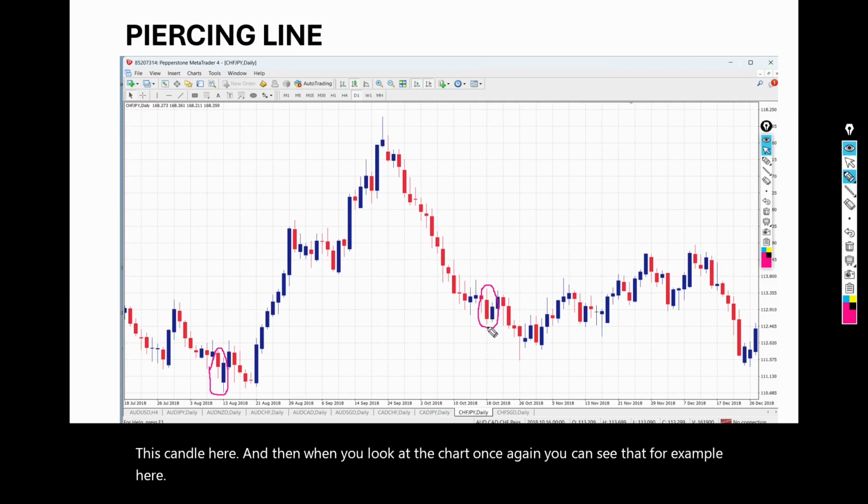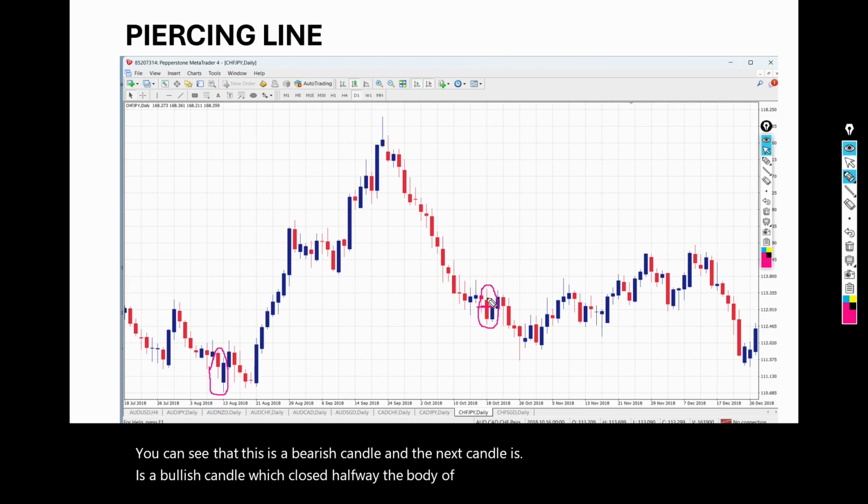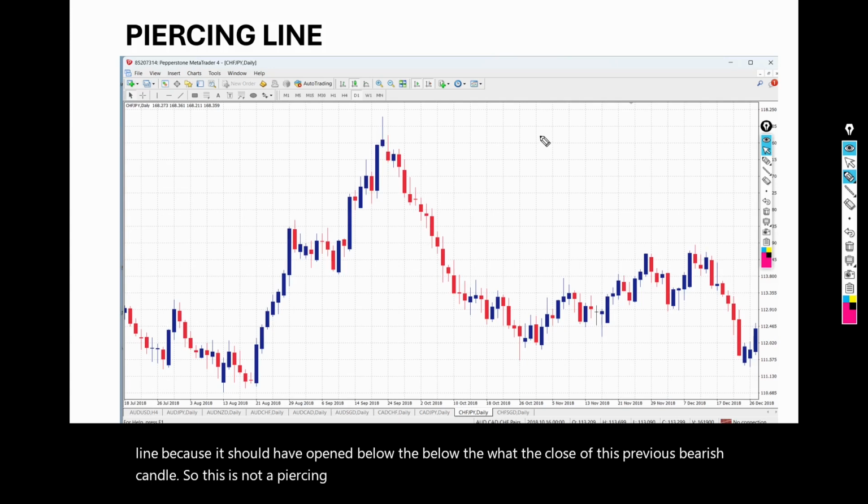And then when you look at the chart, once again, you can see that, for example, here, this is a bearish candle, and the next candle is a bullish candle which closed halfway the body of this bearish candle, but it is not a piercing line because it should have opened below the what? The close of this previous bearish candle. So this is not a piercing line. Okay, so do not confuse them.